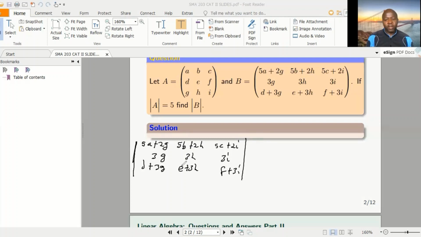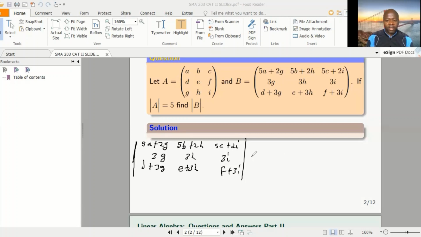Now, the determinant of that. We need to manipulate this matrix until we get something like matrix A. If I check matrix A, I can see that we have A, B, C in the first row, D, E, F in the second row, G, H, I in the third row. But here, I can see G and D. I can see D, E, F in the fourth row.